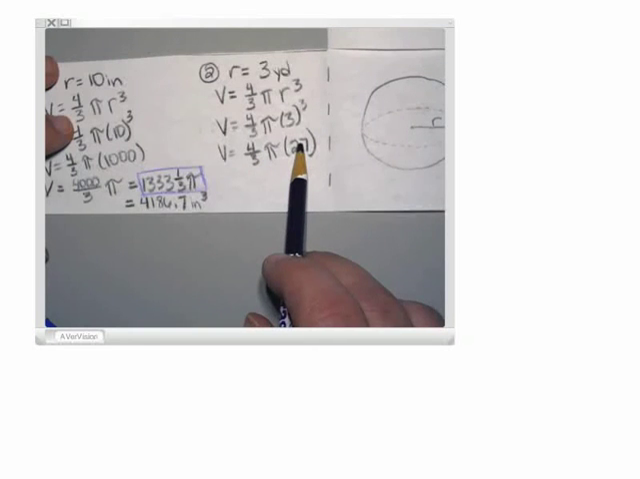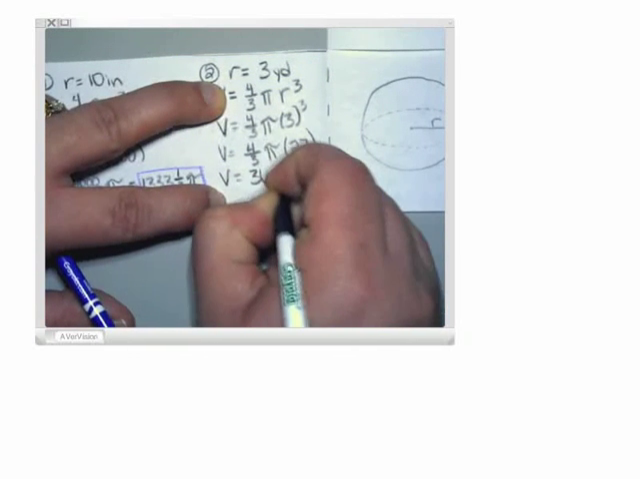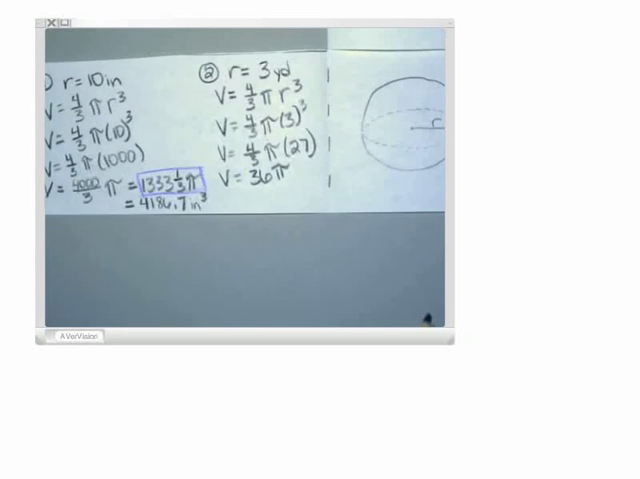Okay? So dividing by 3, we get 9. 9 times 4 is 36. So V is 36 pi. That's our exact answer.